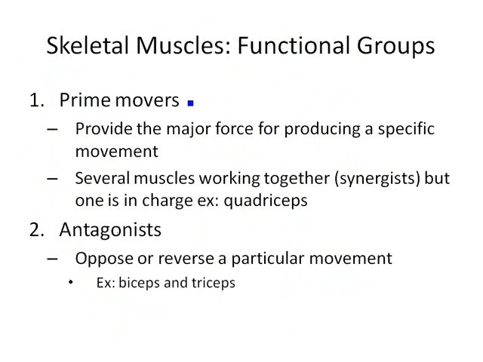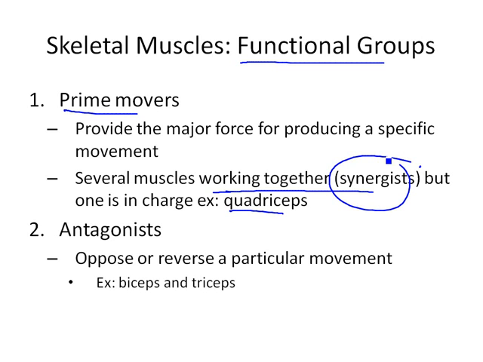Okay. Not only do we group skeletal muscle on location, we group them based on their function. Some muscles are called prime movers. Basically, if a bunch of muscles work together, one of them is in charge. So for example, your quadriceps, that's the muscles in your upper leg, they all work together to help you walk, but one of them is the prime mover. It kind of does the most work. It's in control. And when a group of muscles works together, they're called synergists. When muscles work together, we call those synergists.